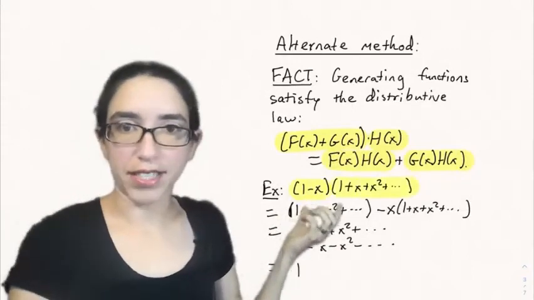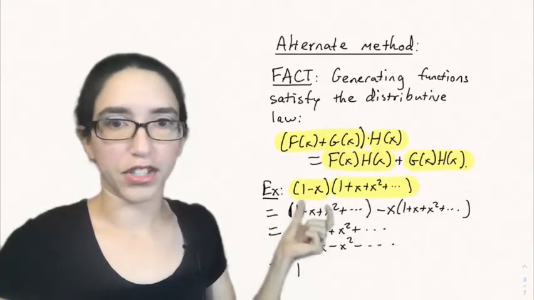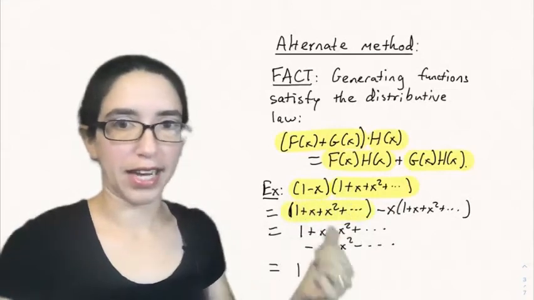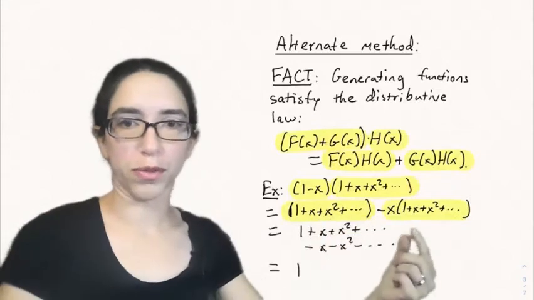So to use that in this example, we could have interpreted this as 1 plus negative x and distributed that across this sum. So we take 1 times the big sum minus x times the big sum, and we get these two terms. And now we can just use our rule for multiplying by x.